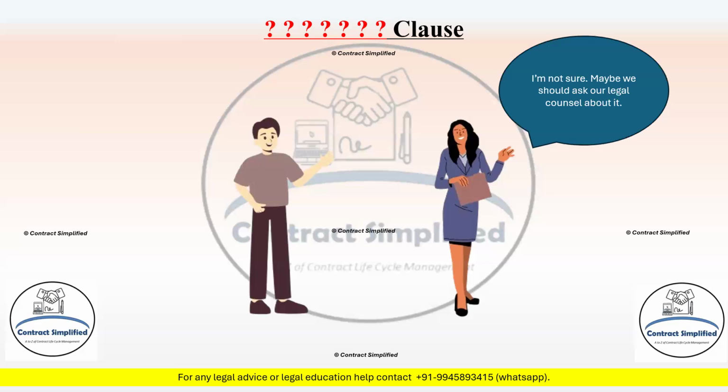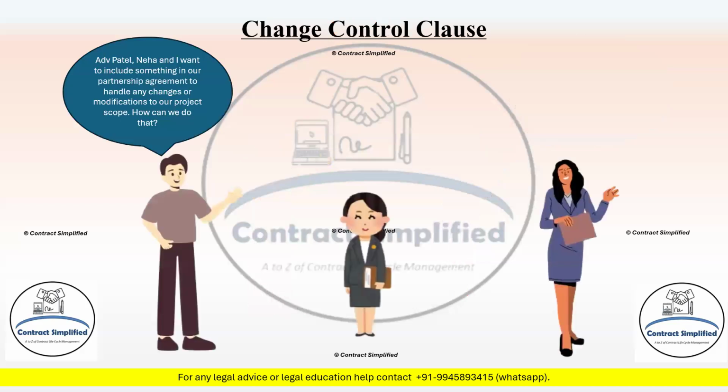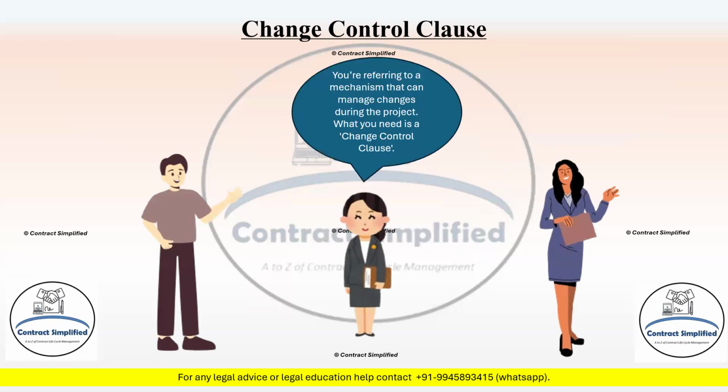Neha, she puzzlingly states, I am not sure. Maybe we should ask our legal counsel about it. And therefore, both of them reach out to Advocate Patel. Arjun starts, Advocate Patel, Neha and I want to include something in our partnership agreement to handle any changes or modifications to our project scope. How do we do that?